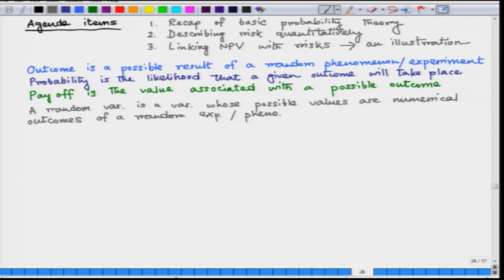And random variable can be of two types, discrete. So, if the values are discrete numbers like 1, 2, 3 etc., then we are talking about a discrete random variable, and there is continuous random variable as well, where any value can be taken by the random variable. It can be a fraction as well.